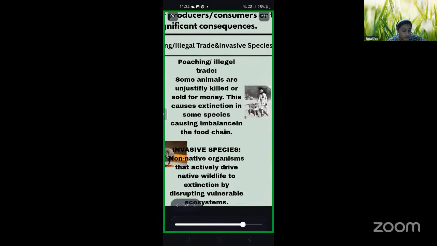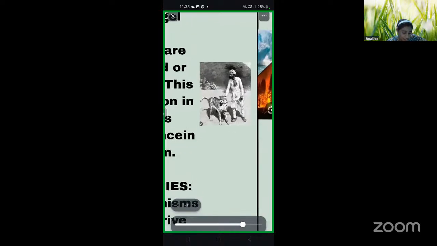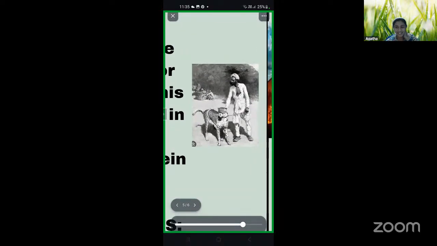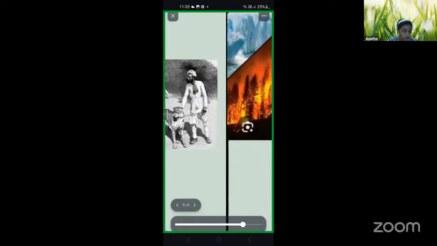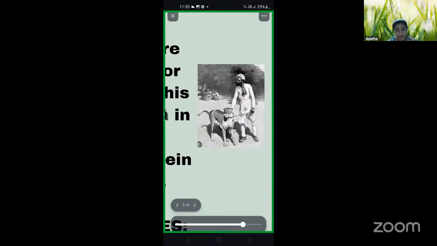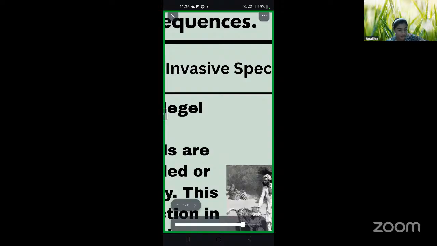Now let's look at how poaching and illegal trade hurt them. Some animals are killed or unjustifiably sold. Let's take the example of the Indian cheetah. There actually used to be Indian cheetahs here in India. But they became extinct around 1952. The last one was shot in 1947, because they had been hunted and poached and were also sold as pets. The problem with the Indian cheetah's extinction is that our grassland ecosystem is now a little imbalanced, with the deer population exploding.